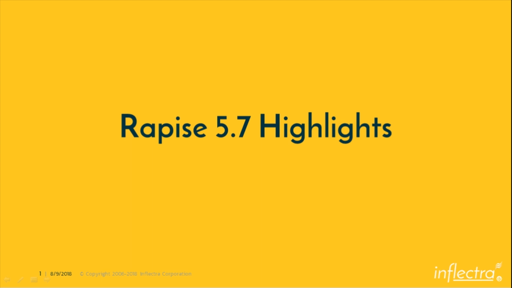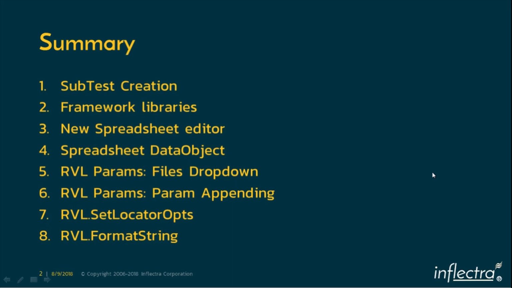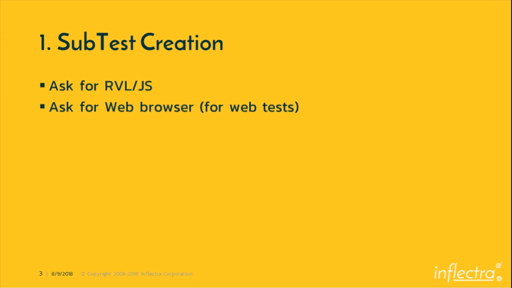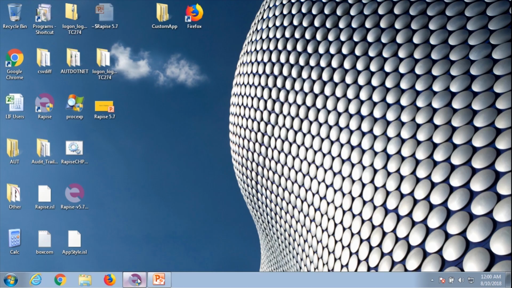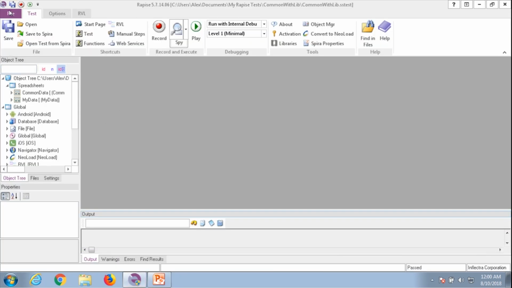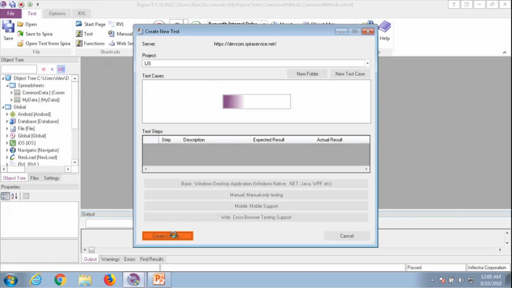I'm going to briefly demonstrate new features in Rapise 5.7 that you may find attractive. Here is the list of things that I'm going to show you, and let's start from the first one, subtest creation. So right now, when we're creating a new test in Rapise, I'm starting a new test.